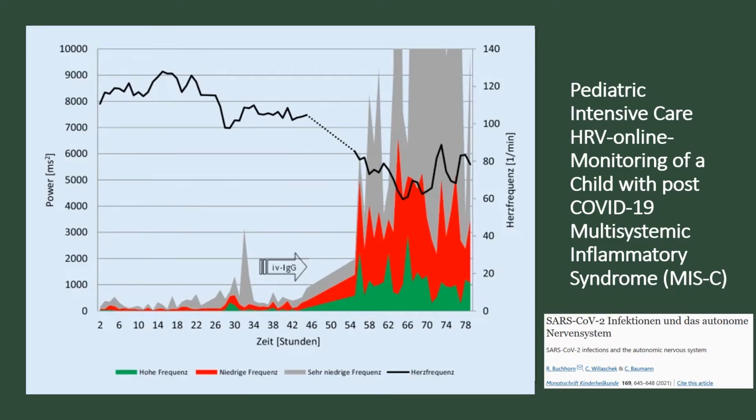We have the opportunity, of course, with our online heart rate variability monitoring on our pediatric intensive care unit, to observe the heart rate variability of an 8-year-old boy who developed the multisystemic inflammatory syndrome. Again, the heart rate variability collapsed during this life-threatening disease. When he received IVIG infusion, the heart rate variability immediately improved and the heart rate dropped down, and the boy is healthy again.